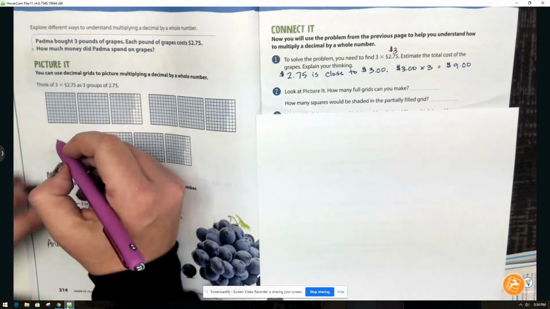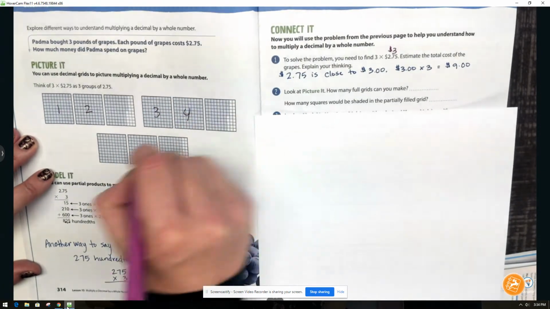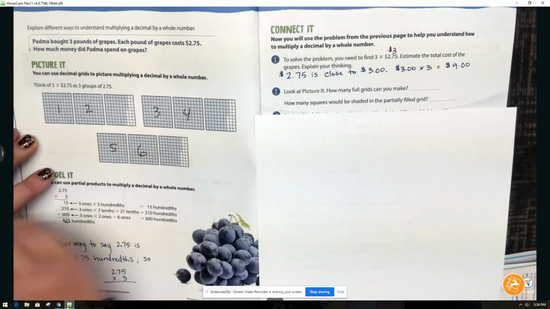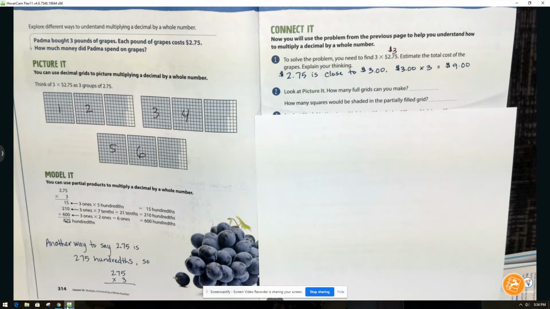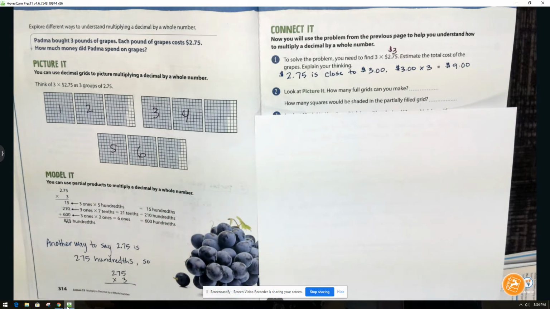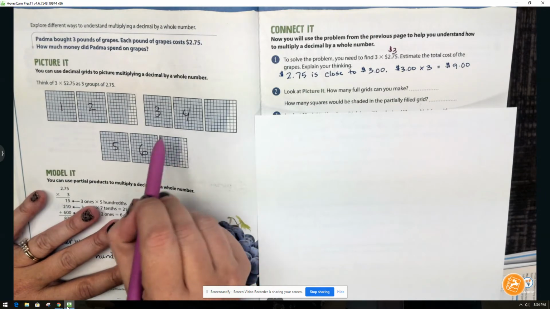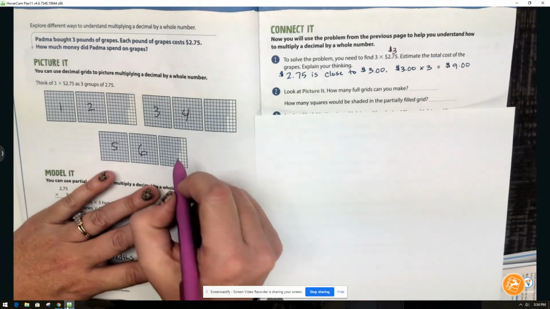So right now we have 1, 2, 3, 4, 5, 6 full grids. And then we have 3 grids that are partial. But guess what? We can actually take some of these partial grids and put them together to make even more full grids. So I'm going to use this grid to fill in my other 2 grids. So let's see what we can do.